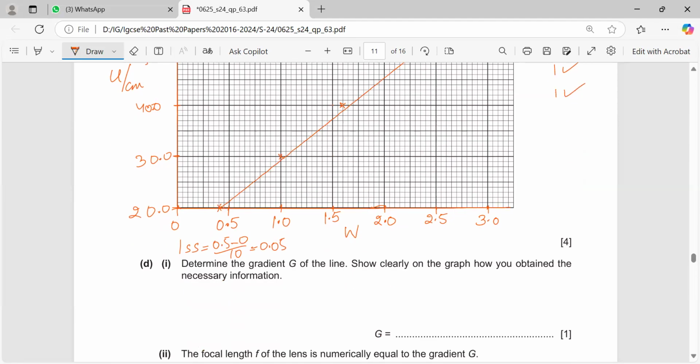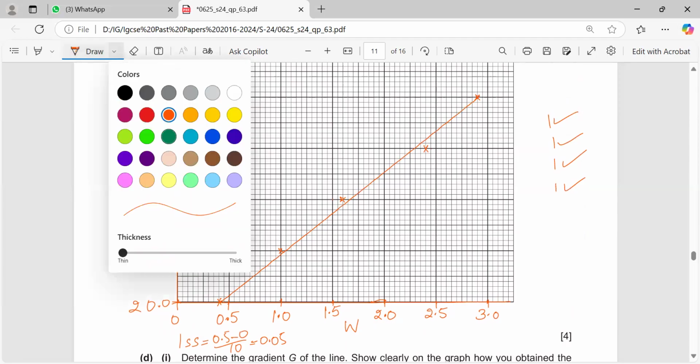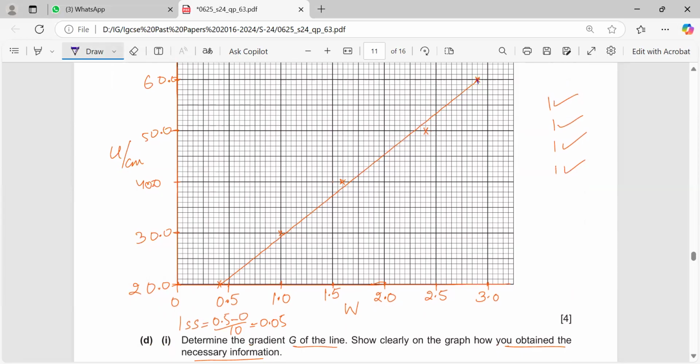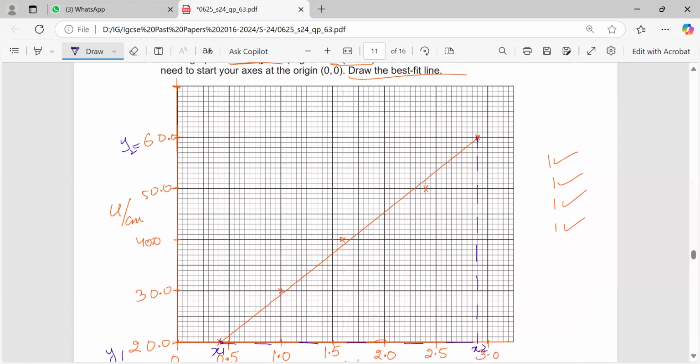Now, determine the gradient of the line. Show clearly on the graph how you obtain the necessary information. Whenever we are finding the gradient, we are showing a triangle and it is the maximum possible base. So I will be using this triangle shown like this. Then from here, like this. So I will take this value as x1, this as x2, and this is y1 and this will be y2.